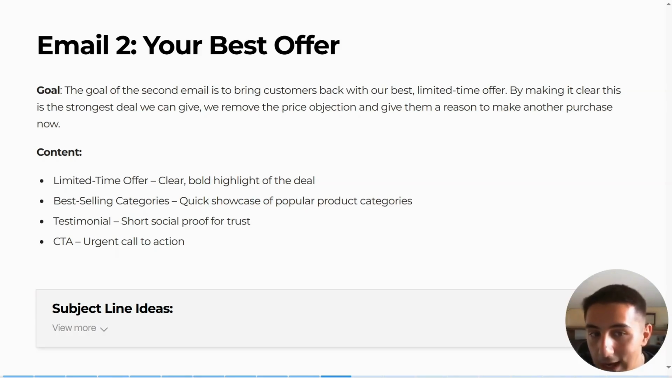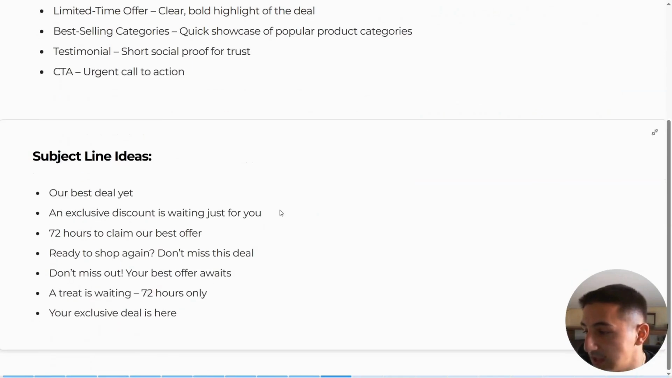From there, highlight a couple of your best-selling categories to guide them towards what people already love most. To build trust, throw in a quick testimonial or piece of social proof, nothing too long, just enough to reassure them that they're making the right decision. And of course, finish strong with a clear call to action and add a sense of urgency so they feel like they should grab it now. In terms of subject line ideas, you can use these ones over here.